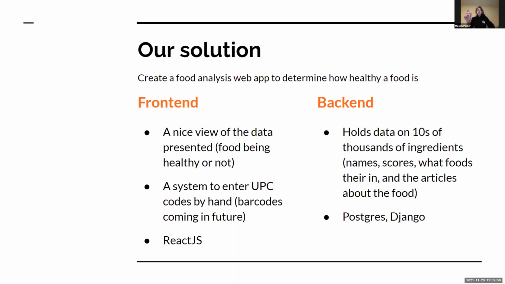It uses a web scraper to scrape Google for articles on the ingredients and an AI model to classify each of the articles: if it says that the ingredient is healthy, if it says that the ingredient is unhealthy, or if we find the article to be irrelevant. That is it for that slide.